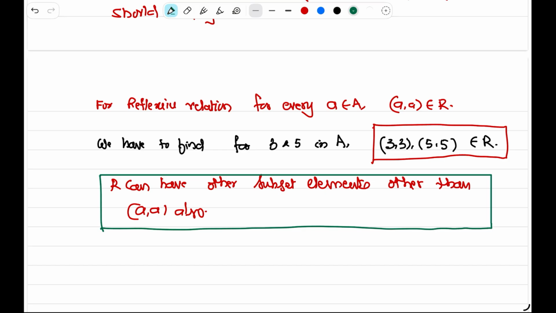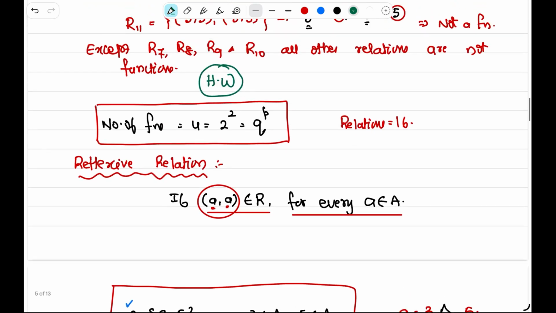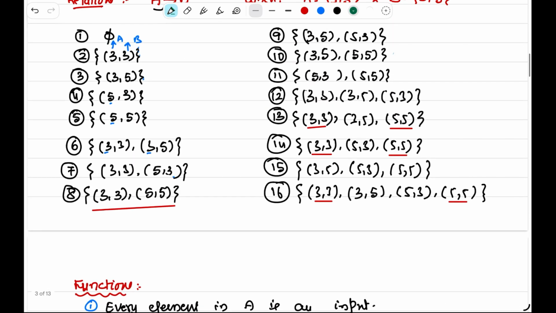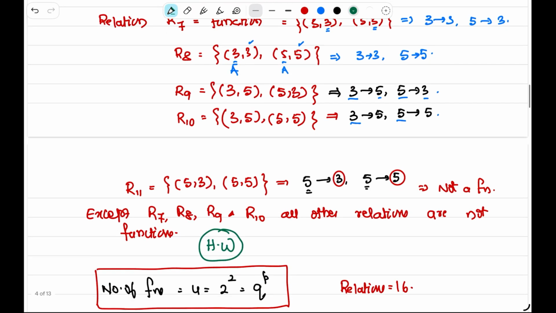Hence, (a, a) should belong to R. It doesn't mean that other elements should not be there in R in the form of subsets. Hence, all the subsets which have (3, 3) and (5, 5) are the reflexive relations. Hence, what are the reflexive relations? In addition to R8, R13, R14 and R16.